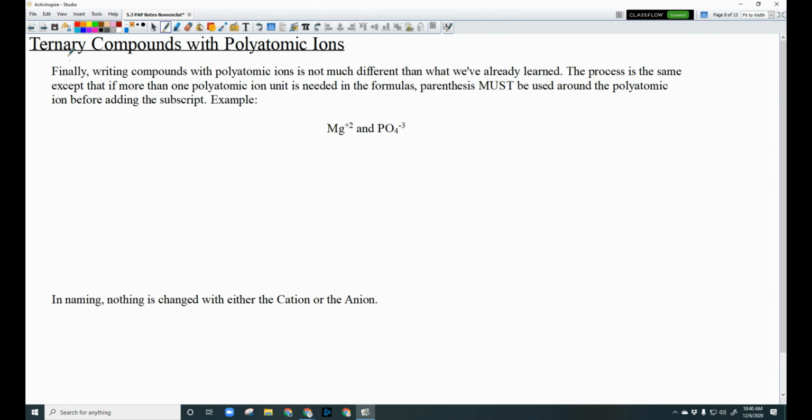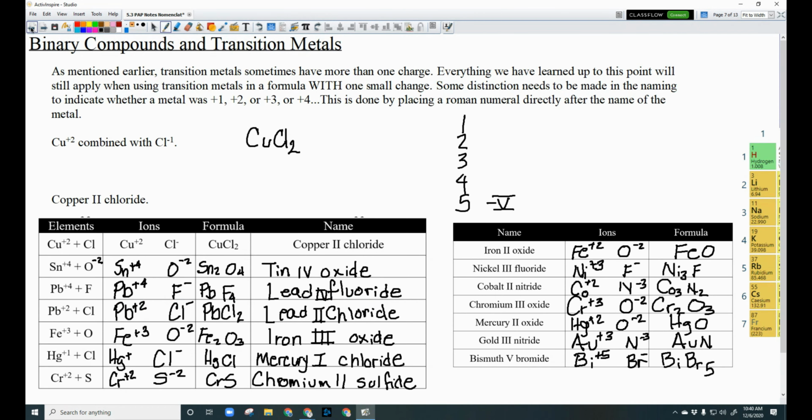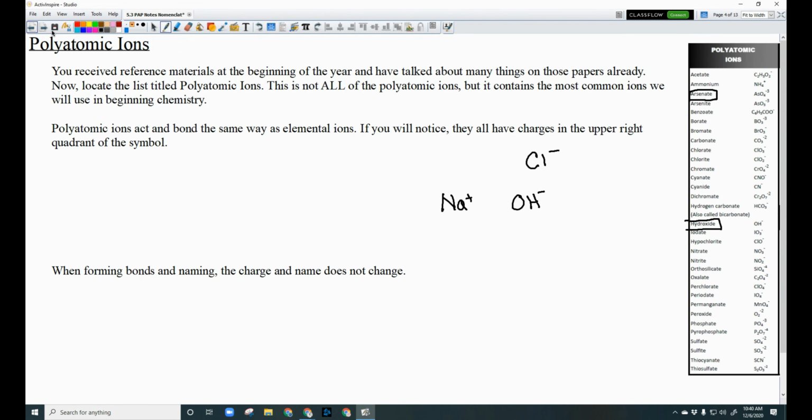Remember, ternary, we just talked about that, 3 or more. So ternary compounds with a polyatomic ion. If we go back to our polyatomic ion list that we saw here, remember I told you this is on your reference materials. These are groups of 2 or more elements that have bonded together, and it forms an ion. You'll see out here in the upper right quadrant of all of these, it tells you the ionic charge of these.